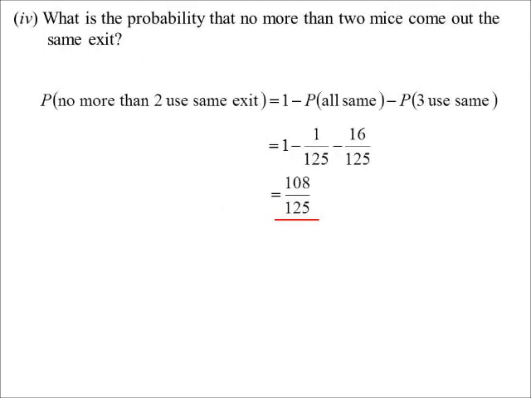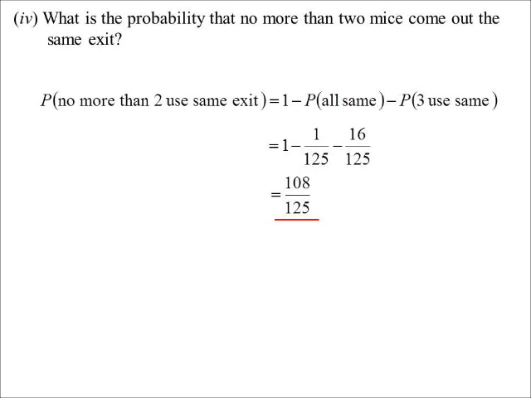All right, now what they're asking us: what is the probability that no more than 2 of the mice go out the same exit? No more than 2 of the mice go out the same exit. I'm going to use the complementary idea on this one, because I can use things we've already worked out. If no more than 2, then the complementary event must be more than 2 use the same, which is 3 use the same, which we've worked out, and they all use the same, which we've worked out.